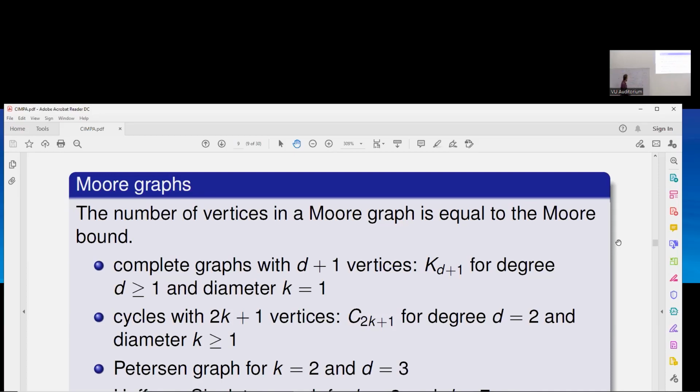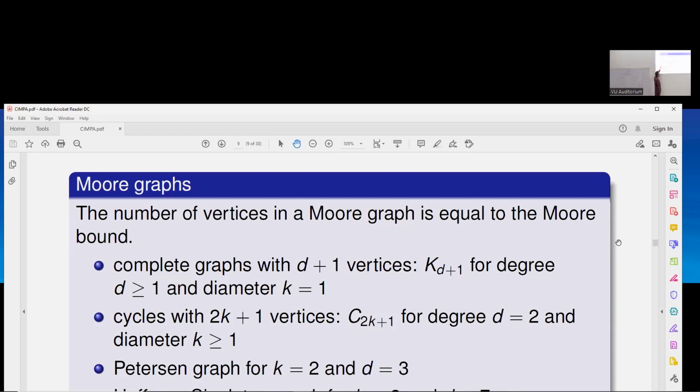What about the degree? Let's say the degree here is 4, so the complete graph has 5 vertices. In general, if the degree is d, the complete graph has d plus 1 vertices. So those are the first class of Moore graphs.